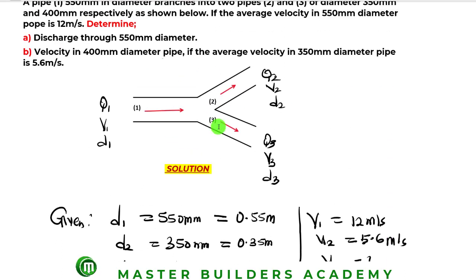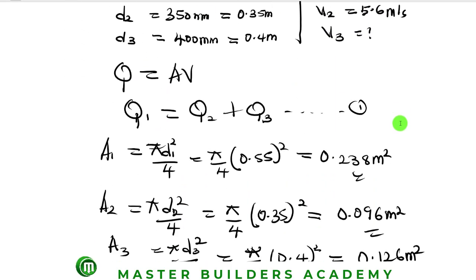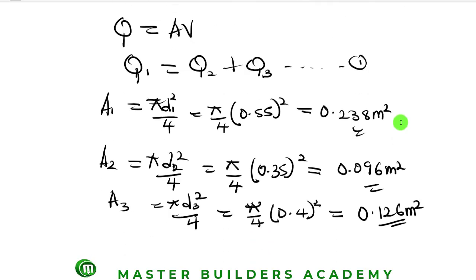So how do we now find our discharge through the pipe 1? How do we find discharge through the diameter 550 mm? Of course, like I said earlier, for you to be able to find discharge, you must ensure that the velocity for that pipe and the area for that pipe is known. And as you can see now, we know velocity 1, which is 12 meters per second, and then we know area 1, which is 0.238 meter squared. So since we have gotten this, let's find the discharge.